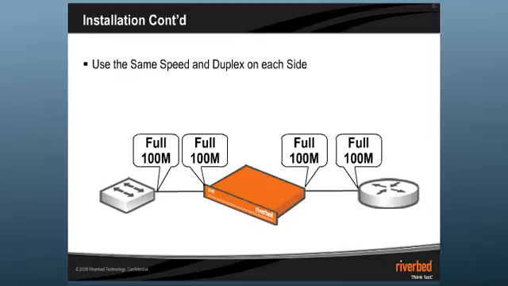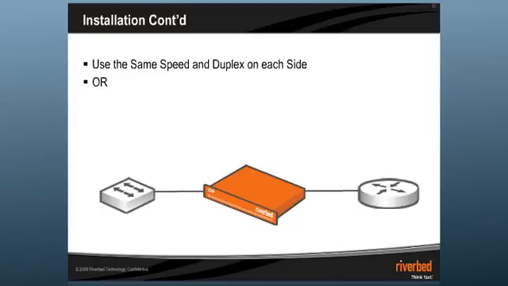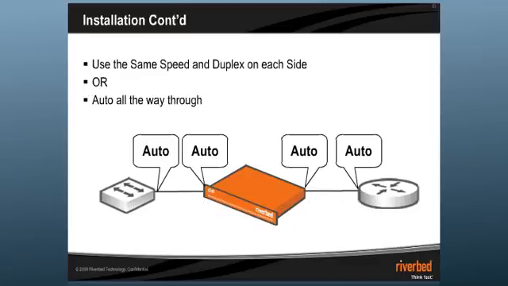So you need to make them the same on both sides. In this case, we've got 100 full duplex on both sides of the steelhead. The other thing you could do instead of that is hard code both sides, or go all the way through at auto. So you make the switch, the router, and the steelhead all at auto. This is a great scenario too, but you just need to check all the devices and make sure there's no duplex mismatches, because auto negotiation doesn't work reliably 100% of the time.